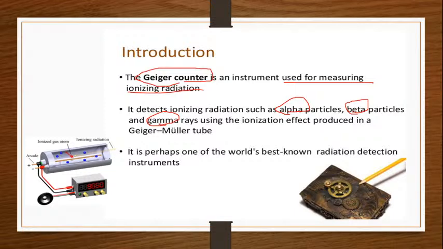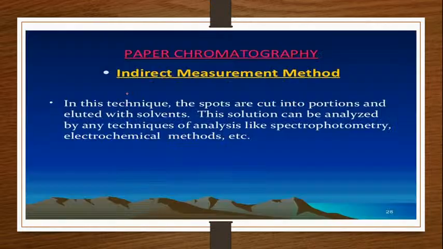But the foremost criterion for this Geiger-Muller method is what? Your compound needs to be an ionized material, or rather radioactive material. The compound needs to show radioactivity in case of ionization radiations. So this is the Geiger-Muller method.